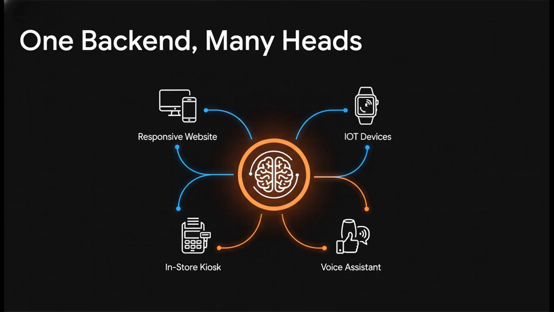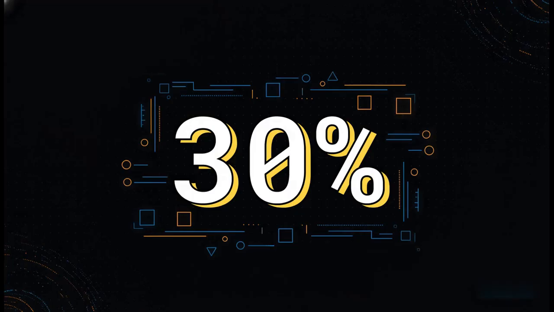With a headless architecture, you have one single backend, one brain, that can power an entire universe of customer experiences. A website, a native mobile app, an in-store kiosk. You could even have an Alexa skill for voice commerce or a buy button on a smart fridge. Each one is a unique head, totally tailored for its purpose, but all of them are powered by that same central brain.